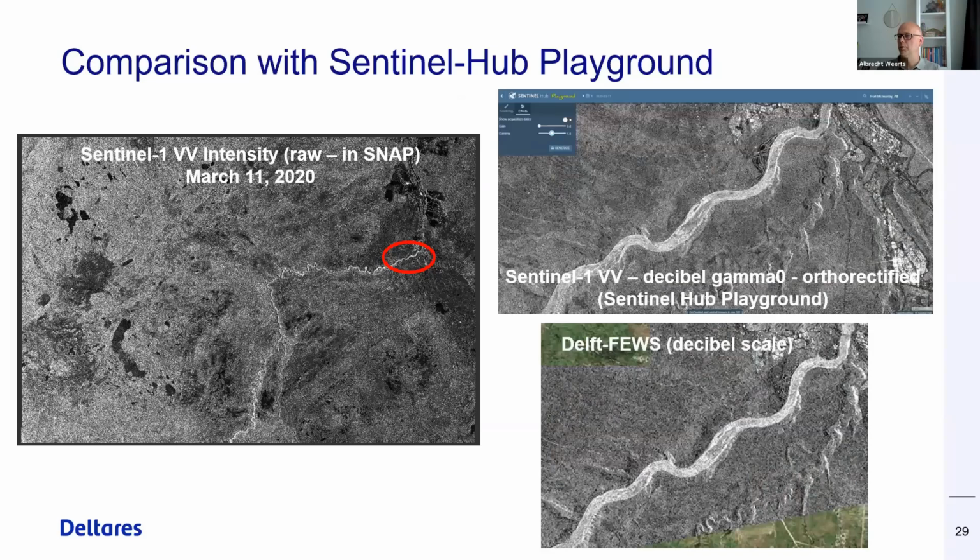So this is an example of the raw image, but also the image in the Sentinel hub, and also then how it looks like in the Fuse system. So that is relatively well. You can easily include it in the Fuse system as an image.